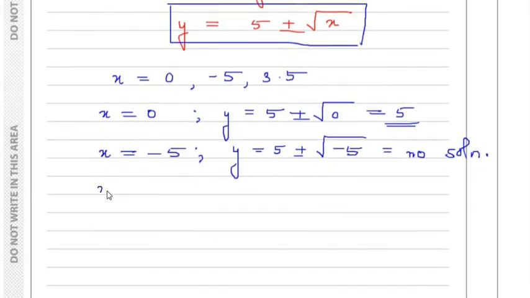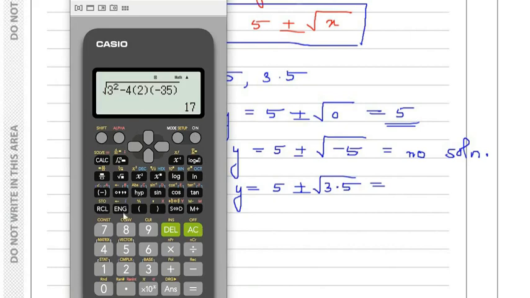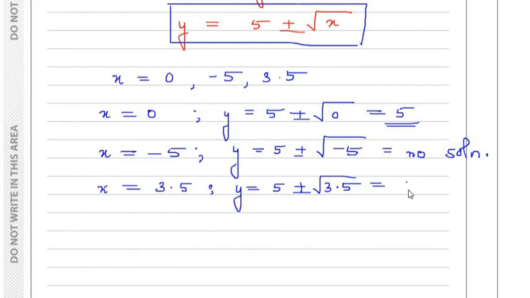Finally we have x equal to 3.5. So we can write y is equal to 5 plus or minus square root of 3.5. Let us check: 5 plus the square root of 3.5 gives 6.87, if we take the plus value.